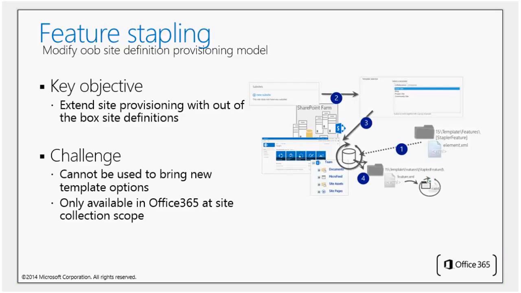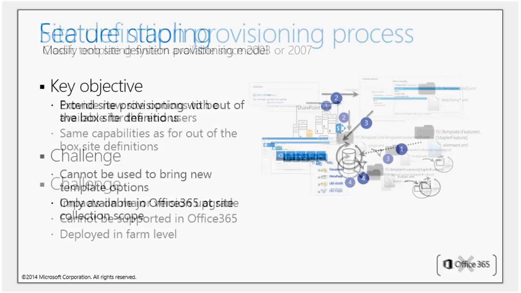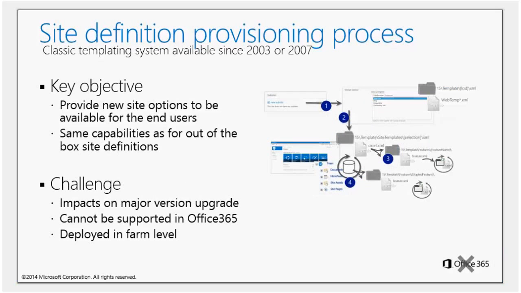The next option, another classical option, is the site definition provisioning process. Site definitions are something we already had in 2003, so it's a really old technique. It gives us the benefit that we're able to introduce new options for the UI. From an end user perspective, you're able to click a new site option, and you have a new option available in the create site page. It gives us pretty much the same capabilities as the out-of-box site definitions. Well, you need to understand the XMLs, but you can understand that pretty fast.